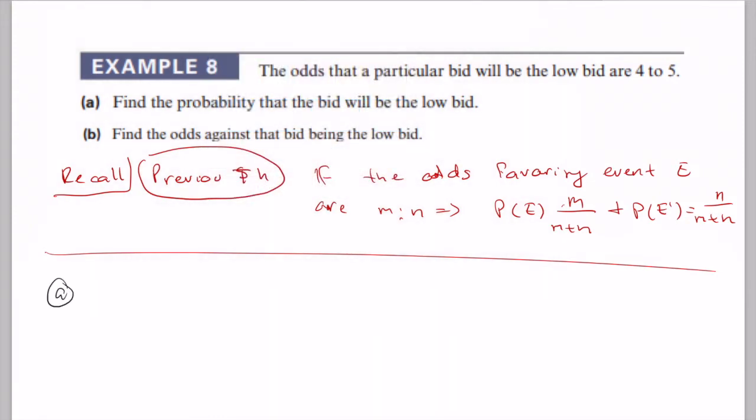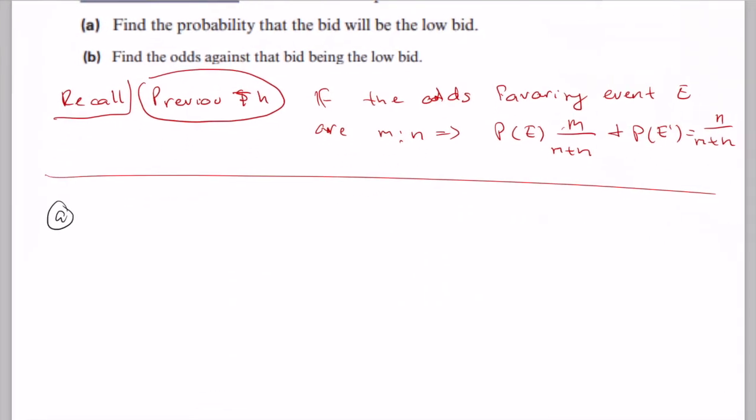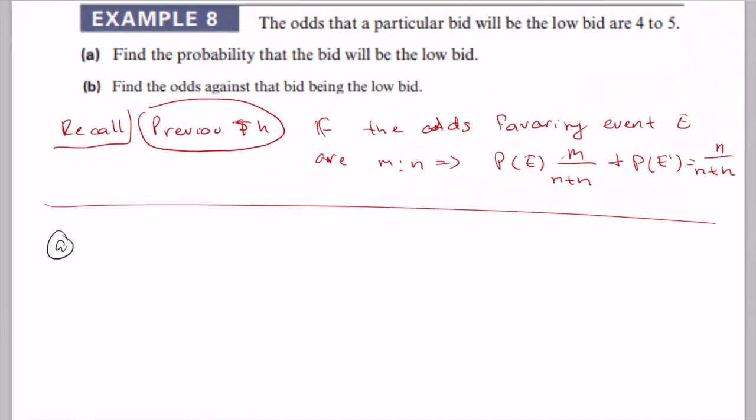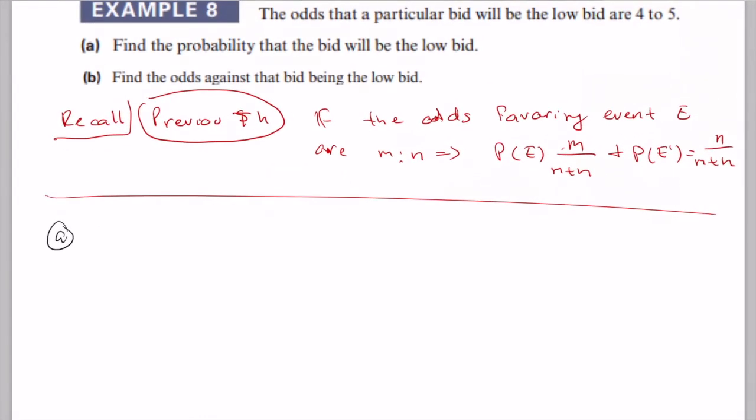So A, the odds that a particular bid will be the low bid are 4 to 5. Find the probability that the bid will be the low bid. So the odds of 4 to 5, we are finding the probability of the event. So we have 4 over 4 plus 5, which equals 4 over 9.